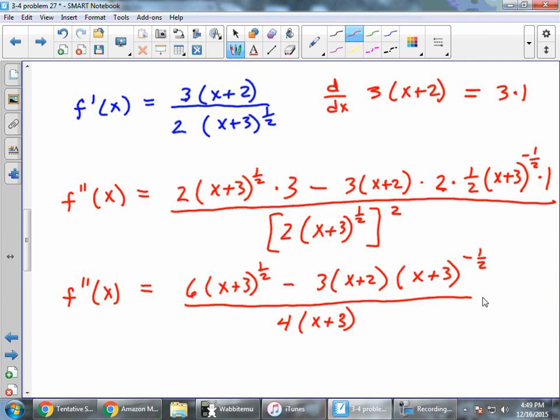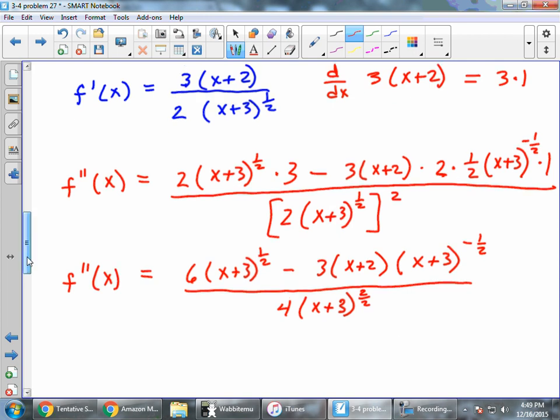Okay. And I think instead of writing this as x plus 3, let's write it as x plus 3 to the 2 over 2 power. That's unchanged. 2 over 2, same as 1. It's just in disguise. We gave it another little makeover.